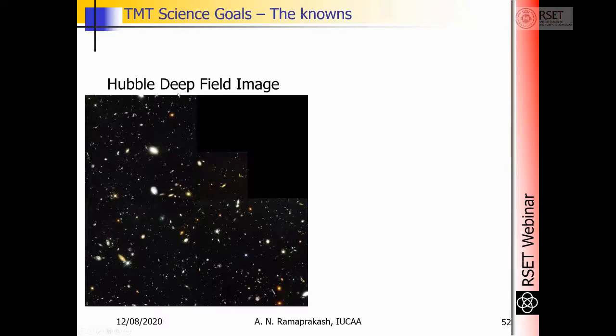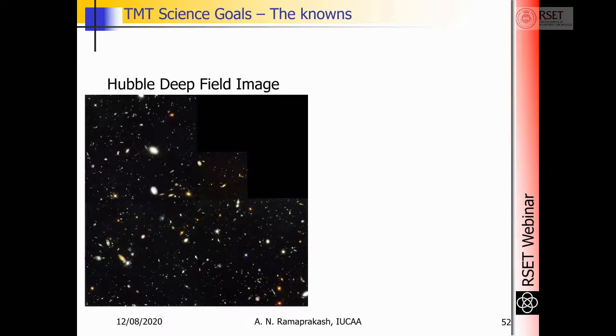Today, the best images you can see in optical visible light are from the Hubble Space Telescope, because Hubble is out there in space above the atmosphere. And this is a part of the sky which Hubble does see, called the Hubble Deep Field.